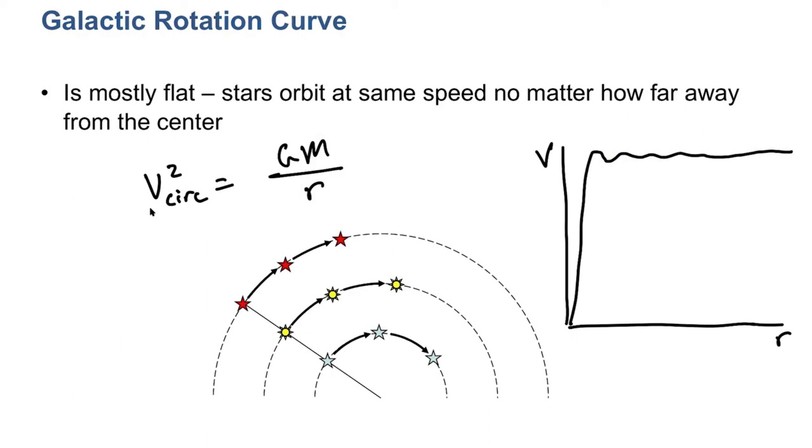Okay, so that's interesting. And you can use the rotation curve of the galaxy then to tell you what the mass is interior to all of these radii and see how the mass is distributed throughout the galaxy.